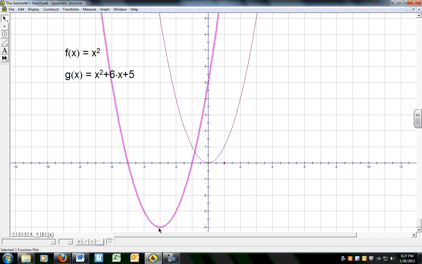9 down and 5 up kind of creates this. I've got my vertex at -3, -4, whereas it would have been -3, -9 had the +5 not been there. All right, so that's kind of an interesting thing.